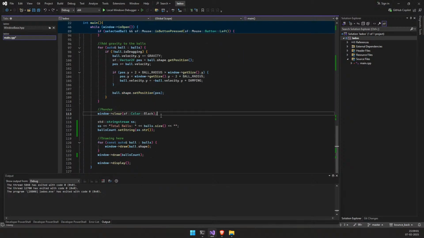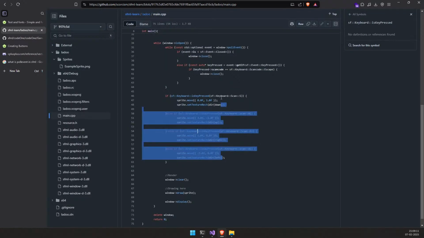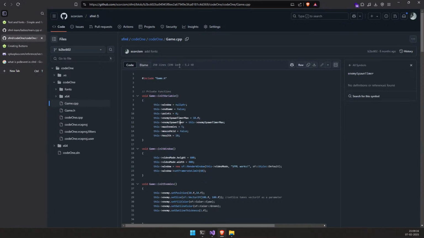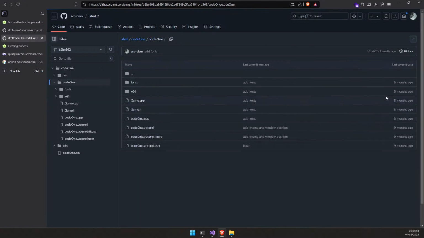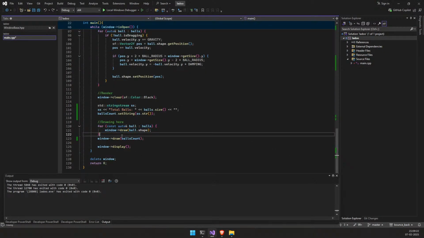Then this is the clear window. Then we are showing this text. For that I am using a text stream. I just learned this from another tutorial, and I was referencing code that I have from an old one, maybe 7 or 8 months back. And then window draw, this is to draw all the balls. Then we are drawing that text, window display, and deleting it.